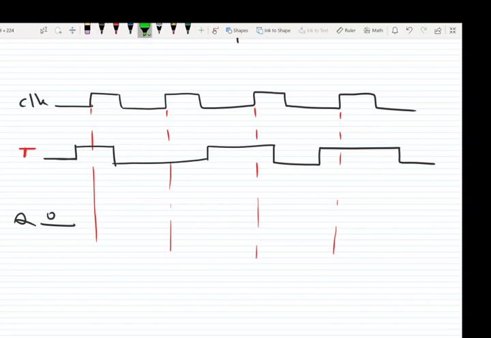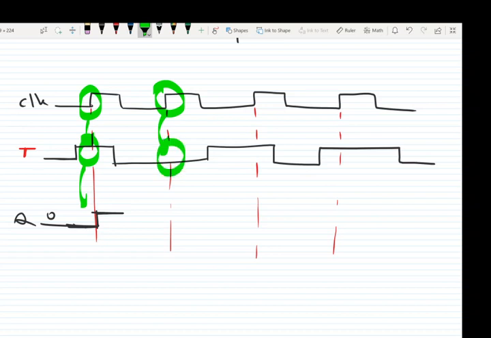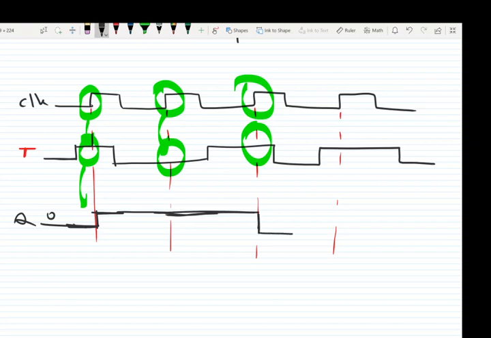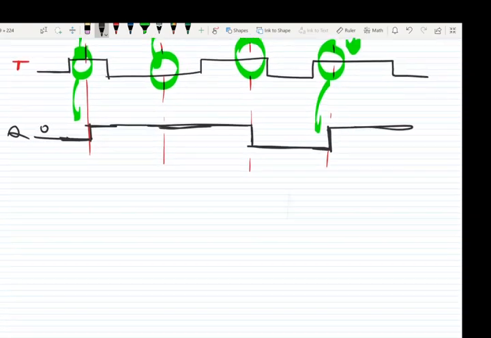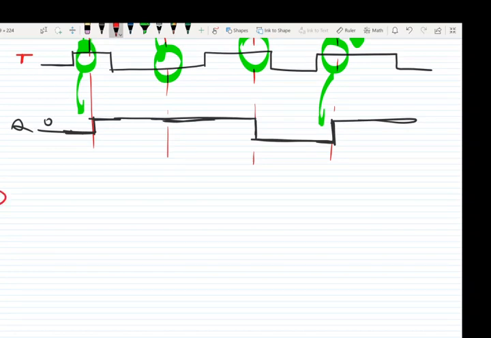So at the rising edge, we check the input. The input is 1, so the output should be complemented, and the output changes to 1. At the next rising edge, the input is 0, so the output has no change until the next rising edge. At the next rising edge, the input is 1, so the output becomes 0 until the next rising edge. At the next rising edge, the input is 1, so the output is complemented to 1. So this is the way we can draw the characteristic table of a T flip-flop.